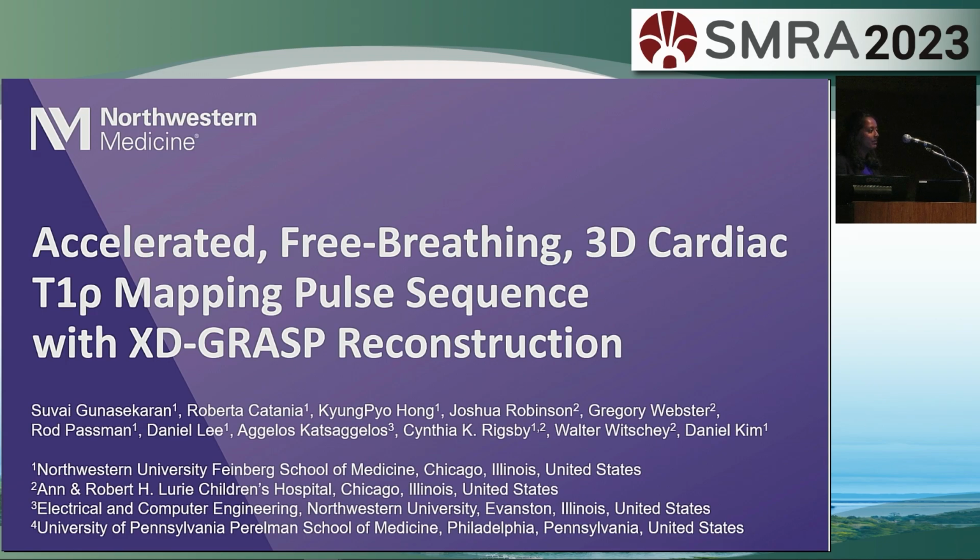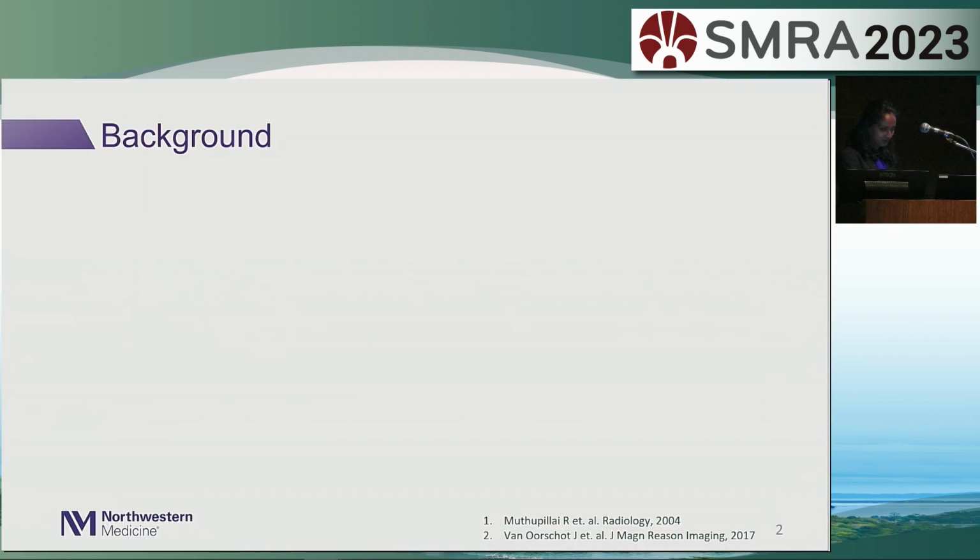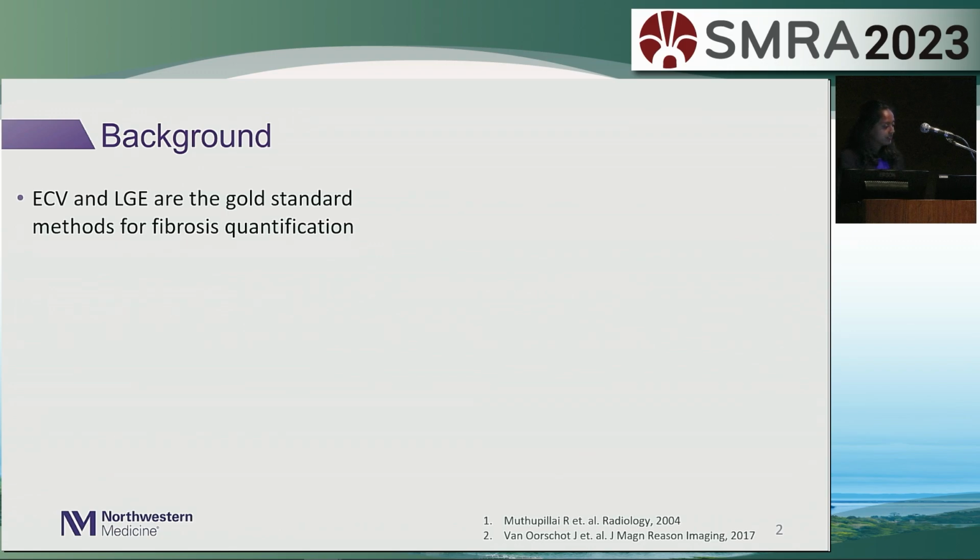Hi everyone, I'm Suvai, actually from Northwestern, but we collaborate with Walter Witschey at UPenn. Excited to talk to you today about our 3D T1 rho mapping. So as we know, extracellular volume fraction and late gadolinium enhancement are the gold standard methods for fibrosis quantification in the myocardium.